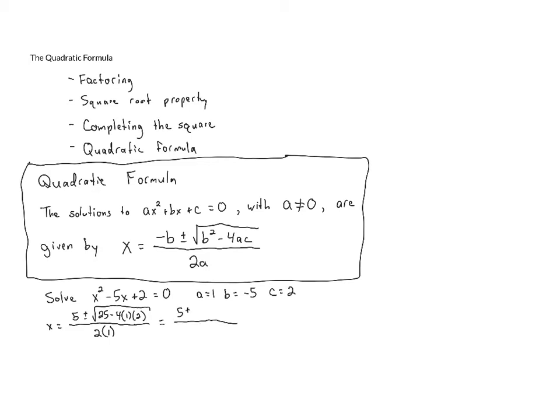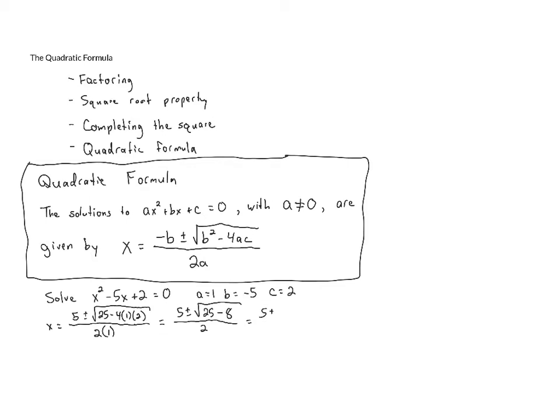Once we've plugged things in, we can go and evaluate. So we've got 5 plus or minus. Let's look underneath the square root. We've got 25 minus this product 4 times 1 times 2. Well, 4 times 1 times 2 is 8, so that becomes 25 minus 8 over 2 times 1 is 2.